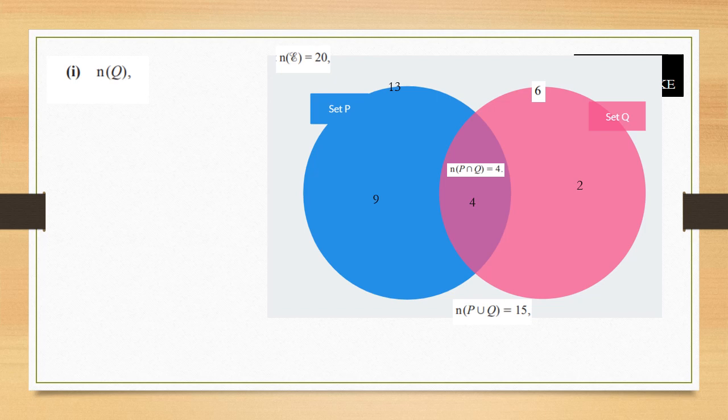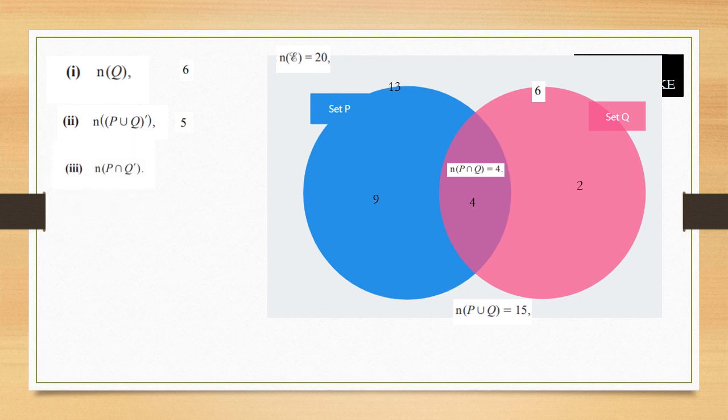n(Q), the number of elements in Q, you know it is 6. And they ask from you (P union Q) not. That's what I just explained to you. From 20, you subtract the value of the union, which is 15. 20 minus 15, you get 5.